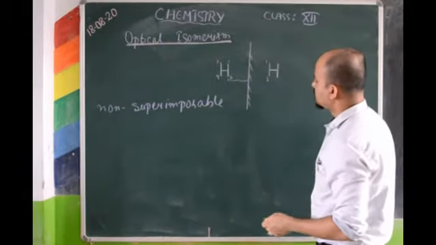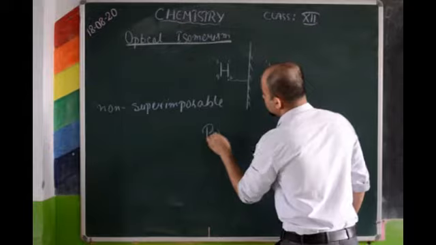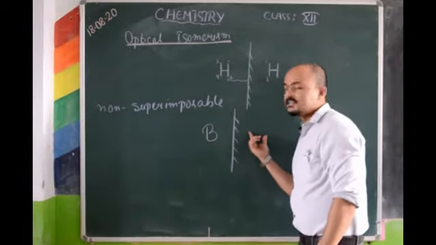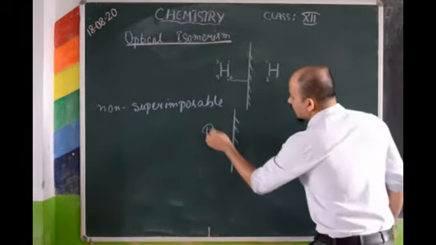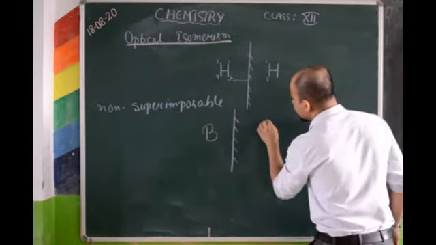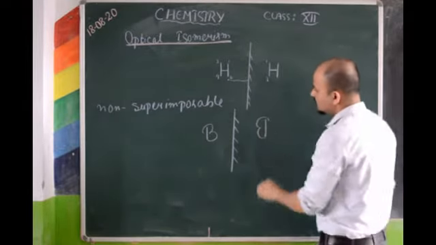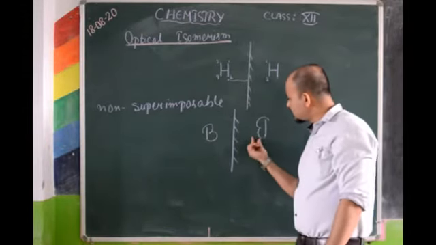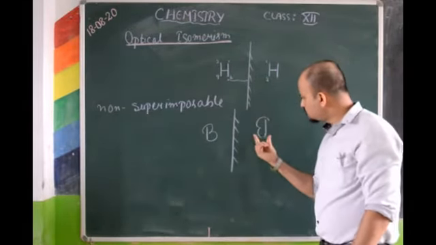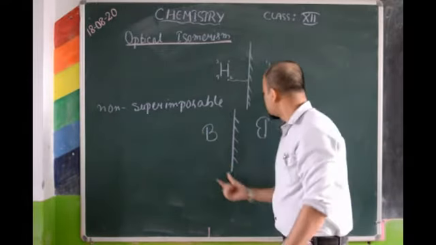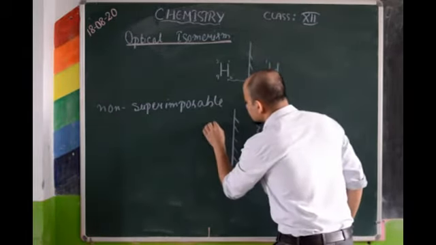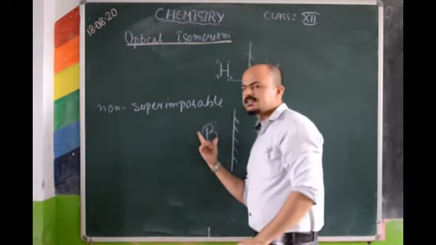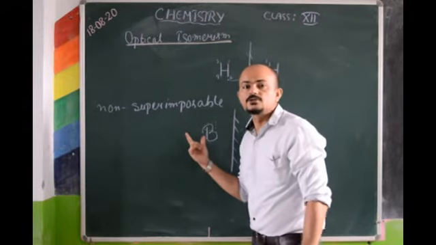For example, suppose you have, say, B. How will this letter B look in the image, in the mirror? Since this part is nearest, it will look like this. Yes or no? Now this is the image of this B. This side is the nearest, therefore you will get this image. Now if you pick it up and try to place it over the object, it will be like this. You are not tilting it, you are just picking it up and putting it over it. Is it superimposable? No, it is not superimposable.